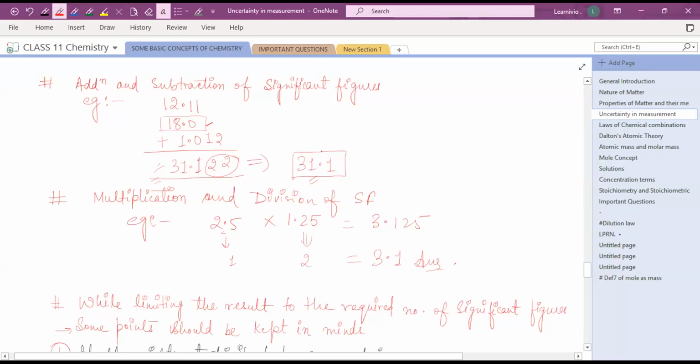Clear? So if you add or subtract any significant figures, just remember after the decimal, you must put the minimum number of digits, right? Write down the minimum number of digits after the decimal.